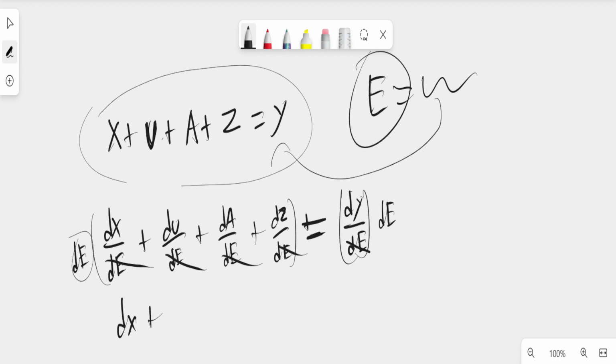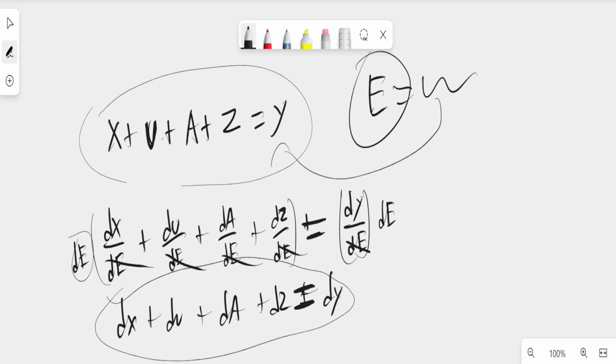and you get dx plus du plus da plus dz plus dy is equal to dy. And that's your absolute derivative. People will think that with the absolute derivative you're just taking the derivative with respect to nothing. That isn't correct. You're actually taking the derivative with respect to something else and then multiplying, so you cancel that something else out.